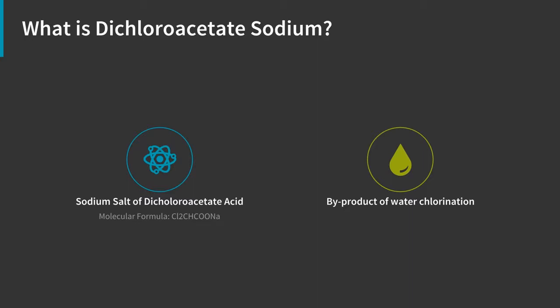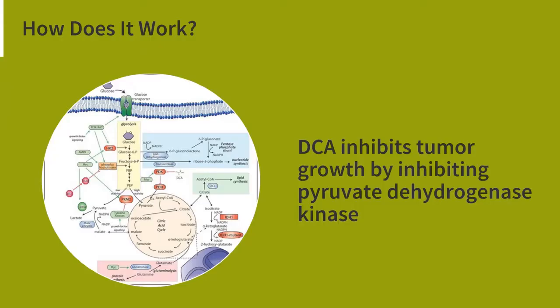Dichloroacetate sodium, also known as DCA, is the sodium salt of dichloroacetic acid. It is also a byproduct of water chlorination. We will begin our presentation by discussing the mechanism of action. One of the phenomena noticed in cancer cells is the metabolism shift from oxidative phosphorylation, usually utilized by normal cells, to using the glycolytic pathway instead.